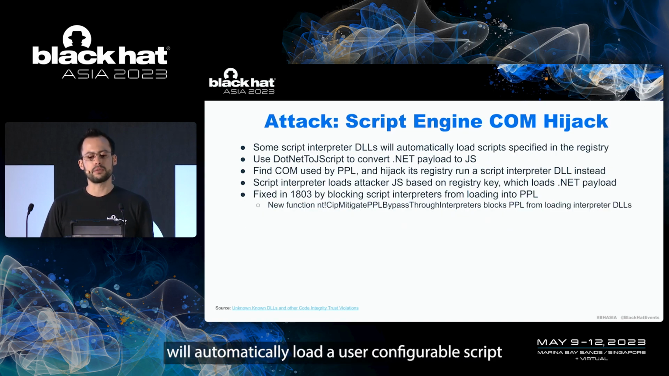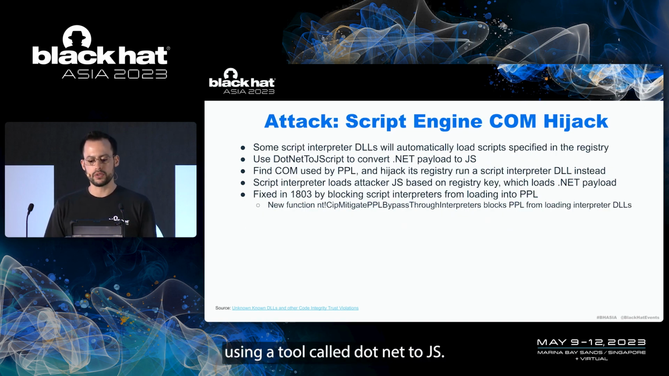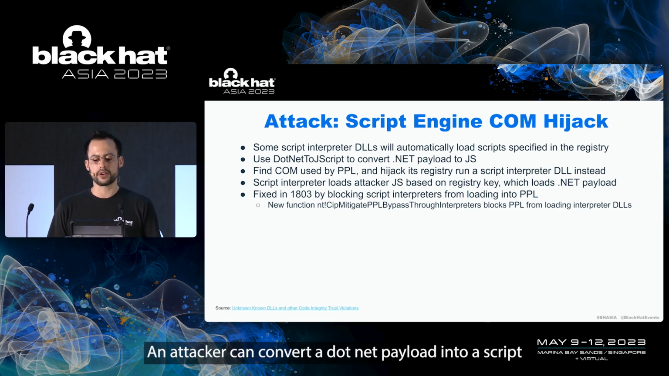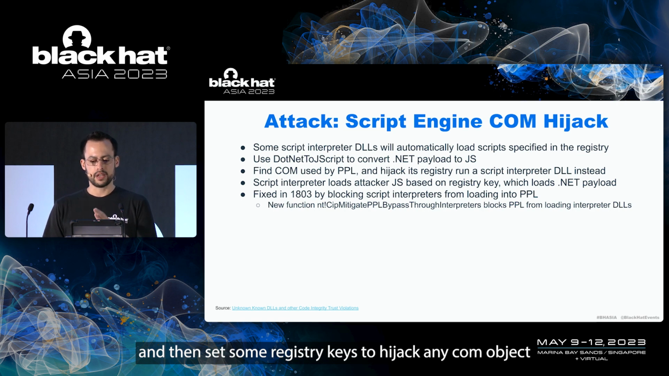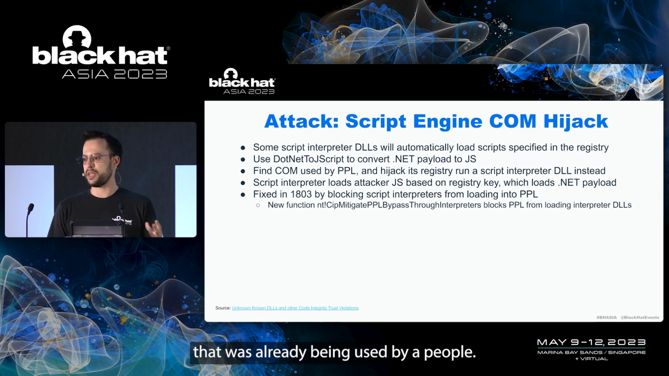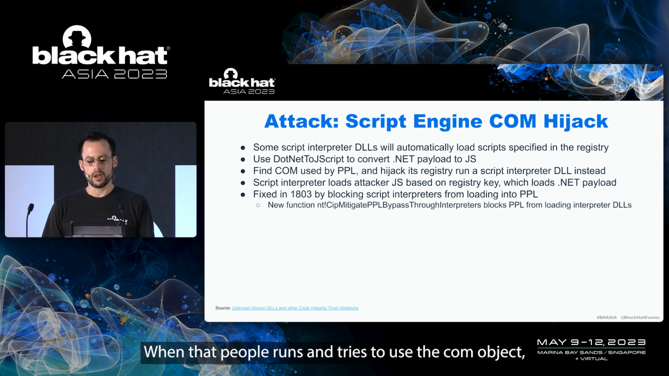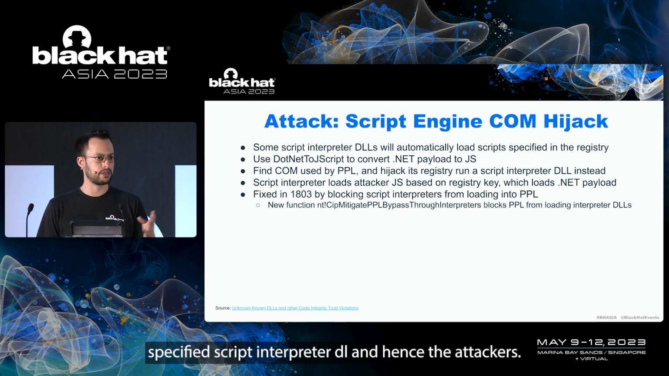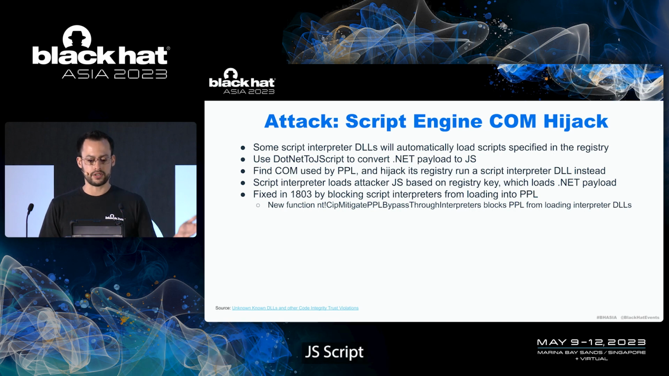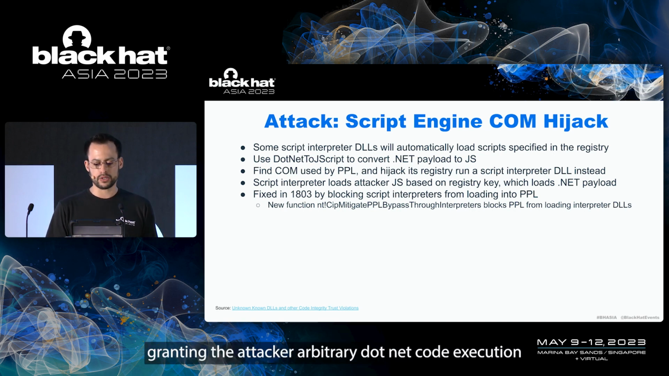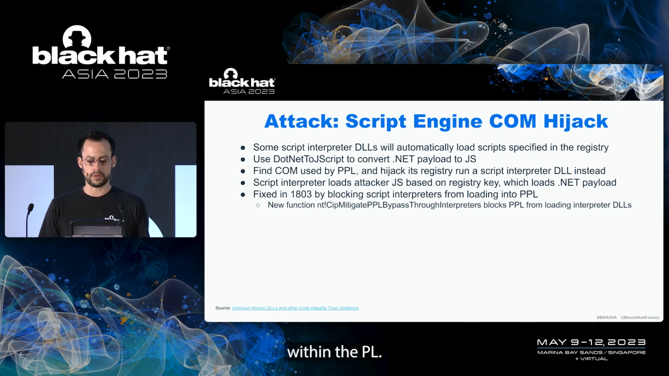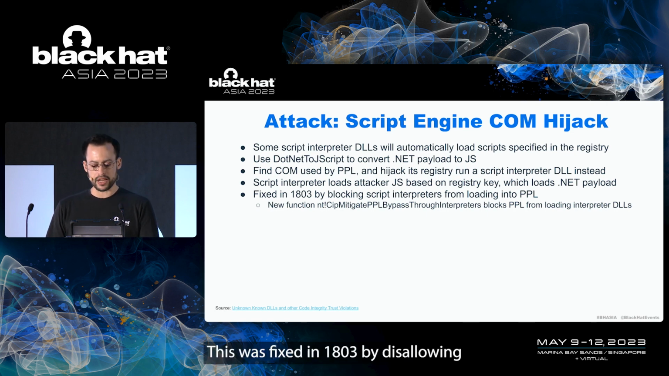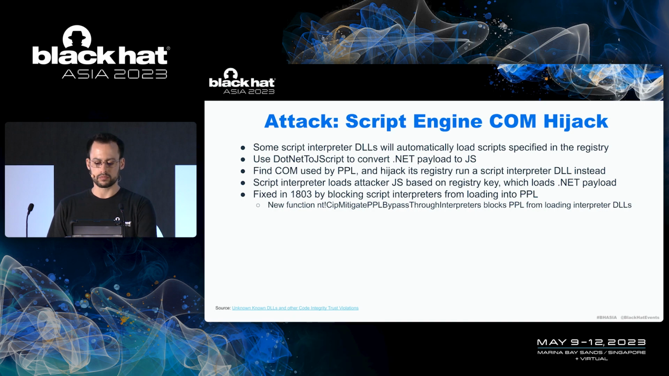Some script interpreter DLLs will automatically load a user configurable script. Using a tool called .NET to JS, an attacker can convert a .NET payload into JScript and then set some registry keys to hijack any COM object that was already being used by a PPL. When that PPL runs and tries to use the COM object, it will instead load the attacker's specified script interpreter DLL, and hence the attacker's JScript, granting the attacker arbitrary .NET code execution within the PPL. This was fixed in 1803 by disallowing script interpreters within PPL.